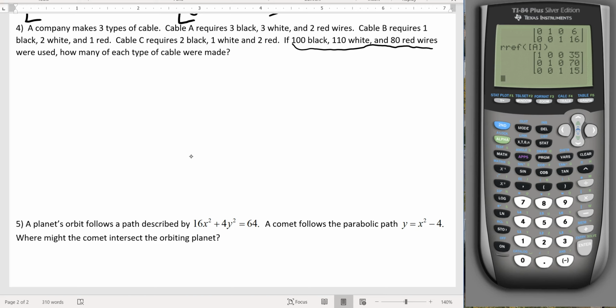So cable A, so notice the question is asking how many of each type of cable were made. So those are our variables. So we'll just say A is cable A, B is cable B, and C is cable C.